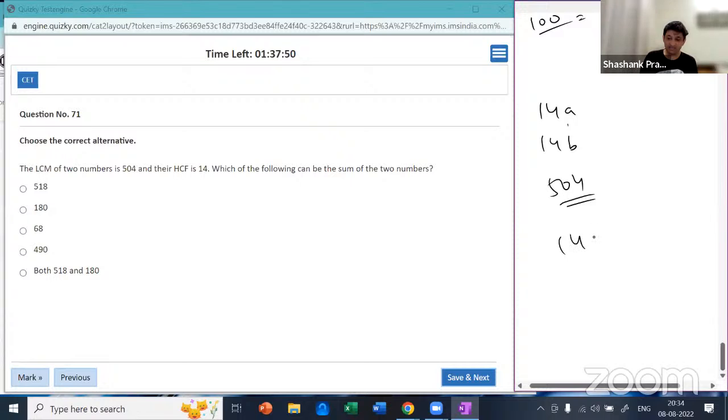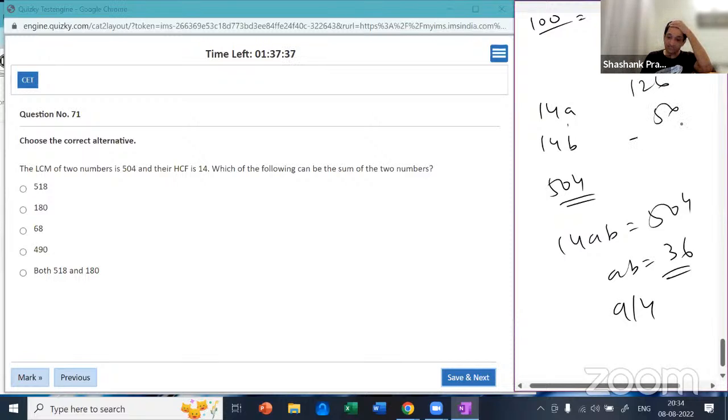A and B are co-prime. So AB will be 14 3s are 42, 84, 14 6s are 84. So AB should be 36, A and B are co-prime. So 9 and 4, so 14 9s are 126, 14 4s are 56. So 182 is possible. Okay, that is not a possibility.